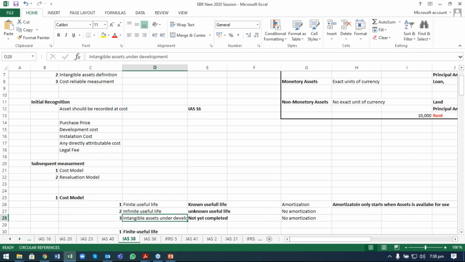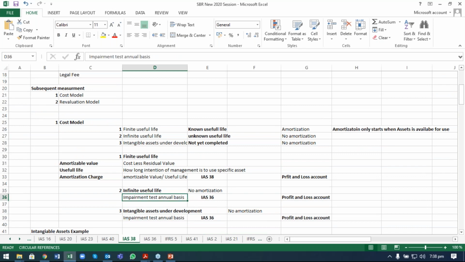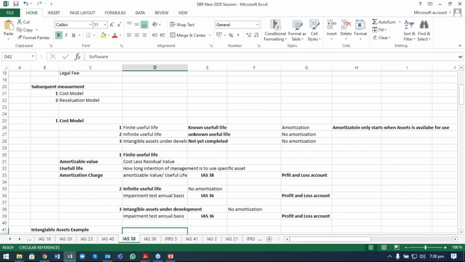Then if there is an intangible asset which is still under development, or which was completed but is not available for use right now, it should also be tested for impairment on an annual basis. It's not yet completed, or it's completed but not available for use, right? So if there is such an asset, you have to test for the impairment. A few other conditions are also mentioned.